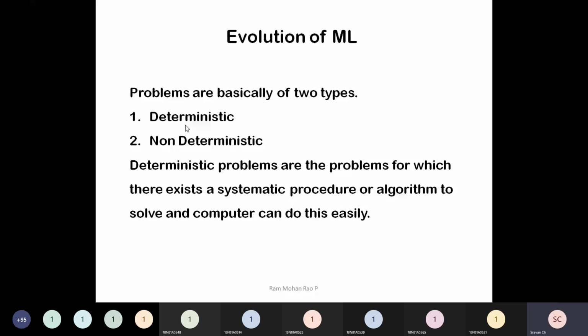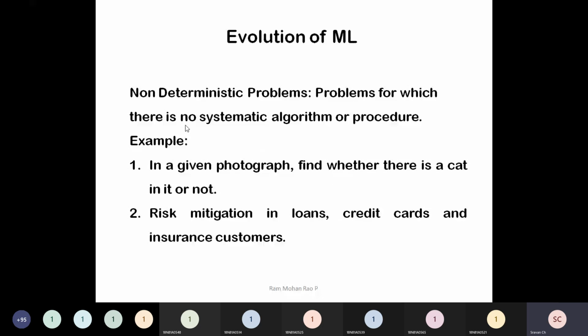For example, if you take a photograph and you want to check whether there is a cat in it or not, how do you write an algorithm to check whether a given photograph or image contains a cat or not? There are different types of cats, different shapes, different positions. This we have discussed yesterday, right? For such kind of non-deterministic problems, we cannot write an algorithm. So when we cannot write an algorithm, how do we solve non-deterministic problems? This was a big challenge some 25, 30 years back.